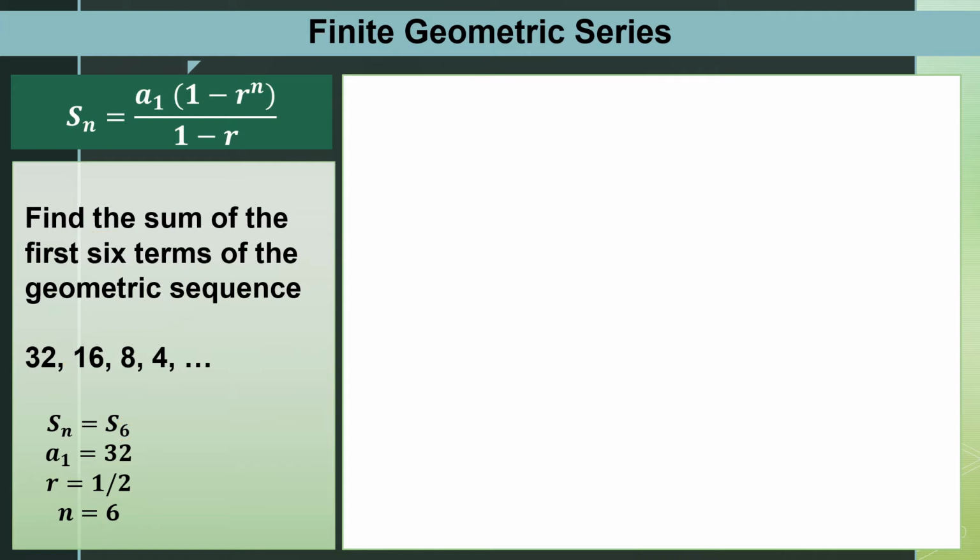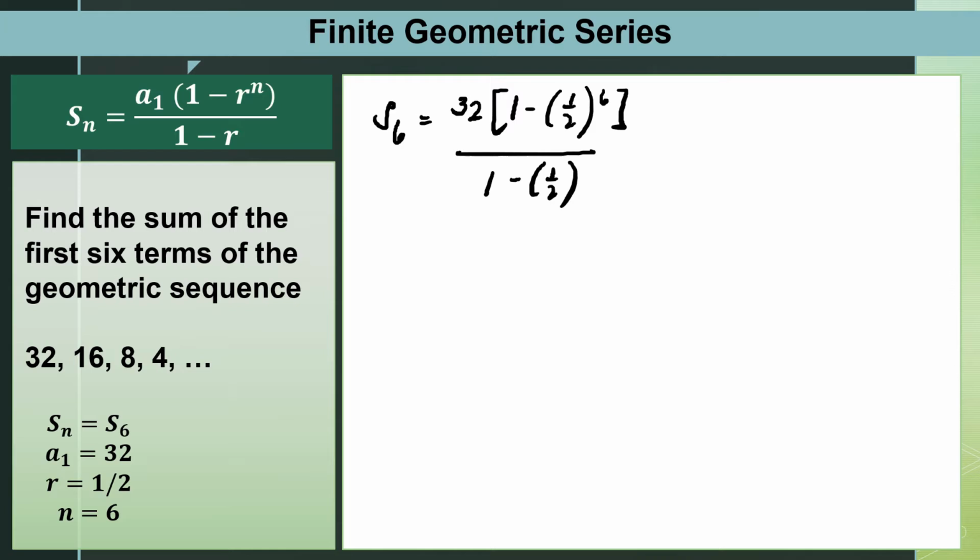Ngayon, simulan na natin ang pagko-compute. Magsimula tayo sa S sub 6 is equal to ang first term natin na 32 times 1 minus ang common ratio natin na 1/2 raised to n na 6 all over 1 minus the common ratio na 1/2. So, una nating i-simplify ay si 1/2 raised to 6. So, we have 32 times 1 minus 1 raised to 6 is 1 and 2 raised to 6 is 64, all over 1 minus 1/2 is equal to 1/2.